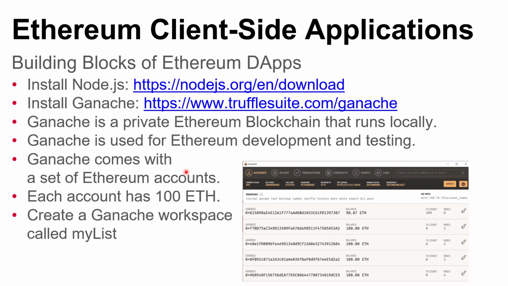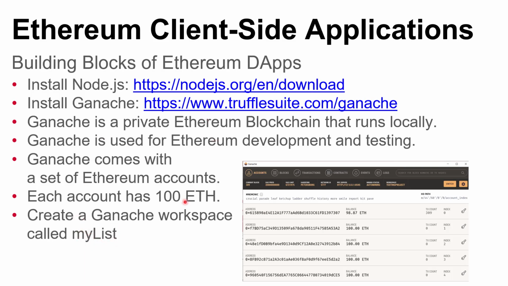So some of the tools we're going to need for client-side applications includes Node.js. So please go out and download Node.js. And we also need Ganache. It is part of the Truffle suite, and what Ganache gives us is a private local Ethereum node. So it runs just like an Ethereum node. It has several accounts associated with it, and each account has 100 Ether. But you will need to create a workspace associated with your application. In this case, we have something called My List, but in yours, it can be called whatever is appropriate.